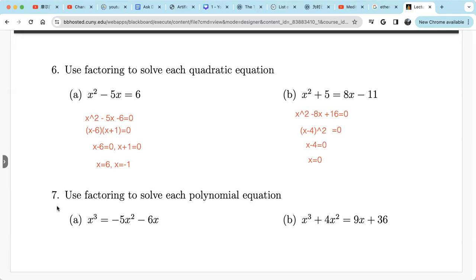Let's see 7. 7, we do the same thing. We move everything to the other side. When we move, we change the sign of the term. So we move negative 5x squared to the left-hand side, becomes positive. We move negative 6x to the left-hand side, becomes positive. Then we say x is a common factor. So let's factor x first. Inside we have x squared plus 5x plus 6.